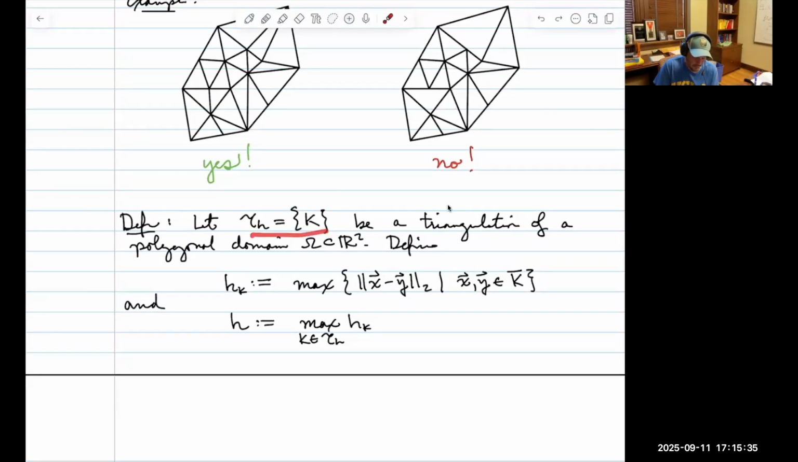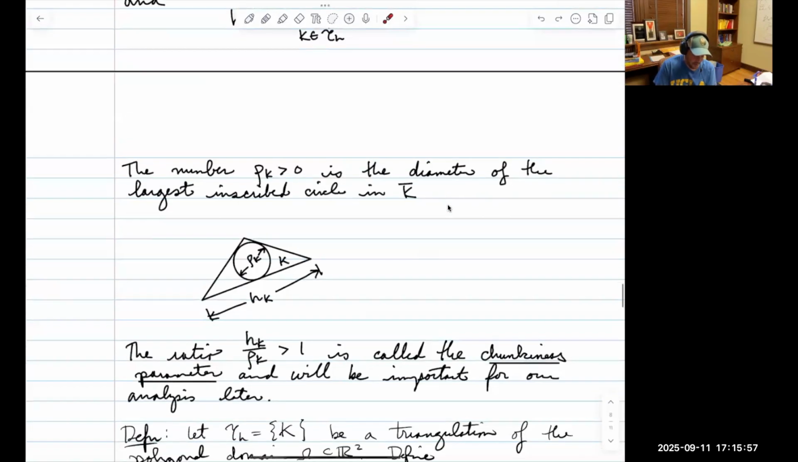So let tau H be a triangulation of the polygonal domain omega. We're going to define the mesh spacing HK of each triangle to be the maximum of the distance between any 2 points in that triangle. Okay, so what does that mean? Well, I have a picture here. So if I take any 2 points in the triangle, and I calculate the distance, that gives me a number.